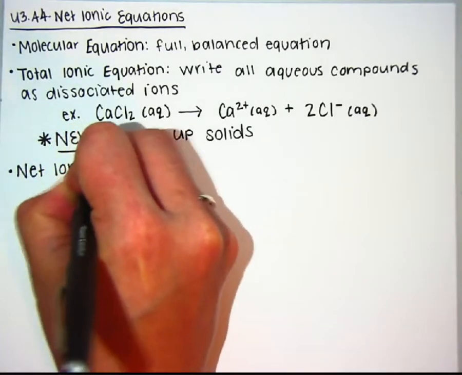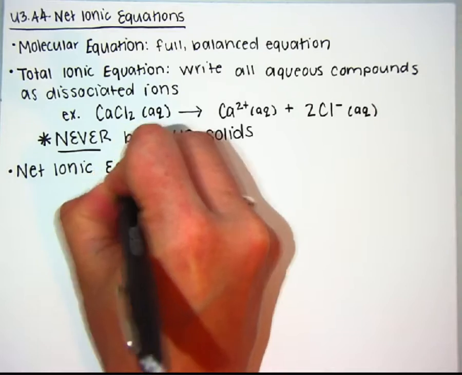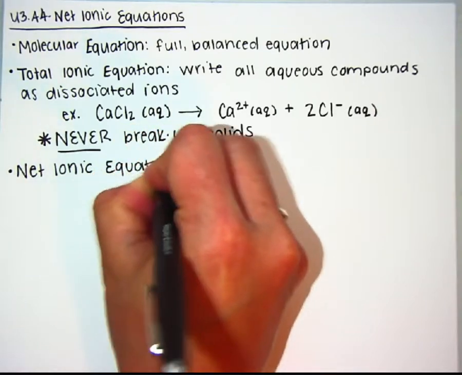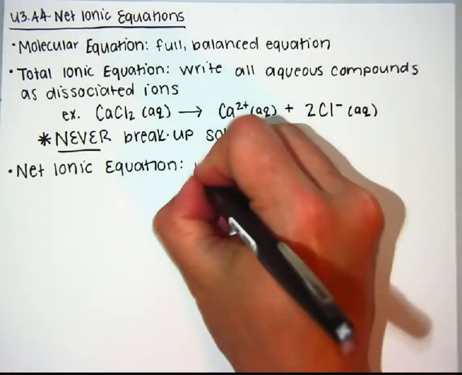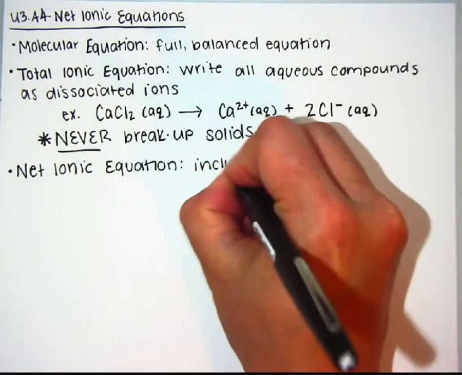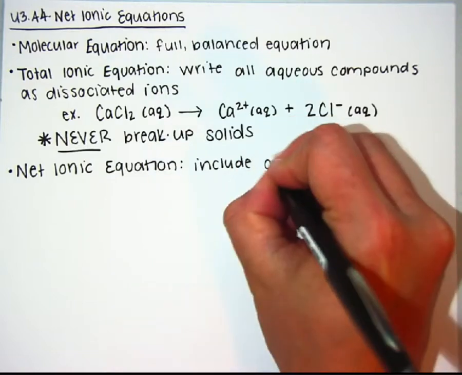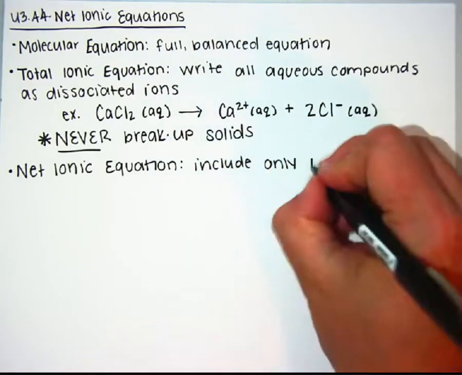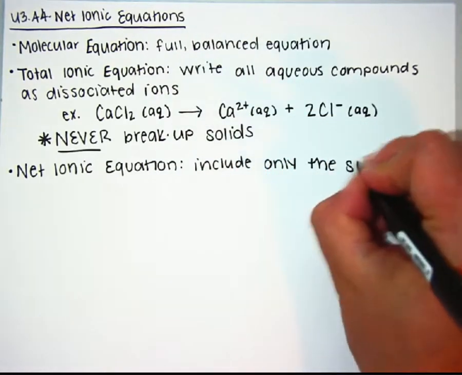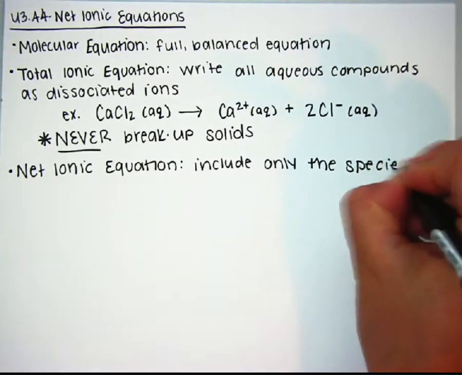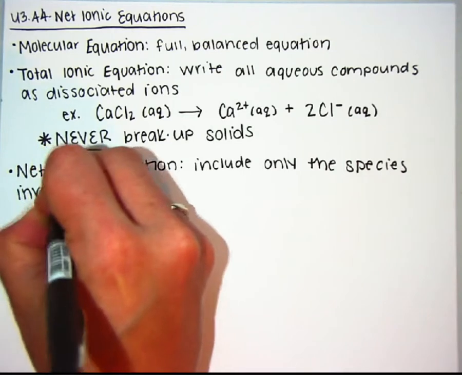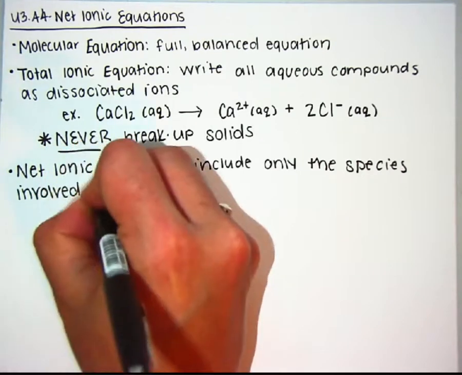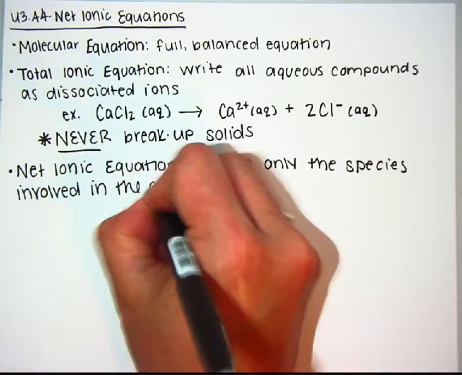We also have something called the net ionic equation. In the net ionic equation, we include only the species involved in the chemical reaction.